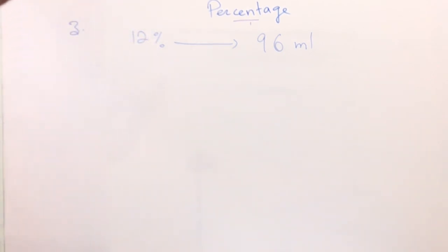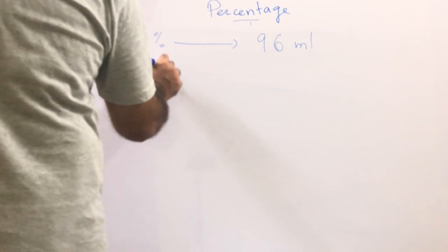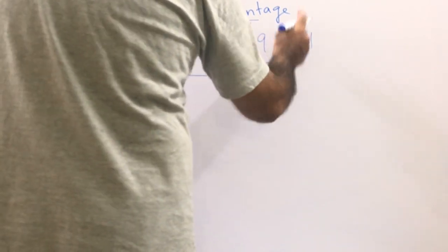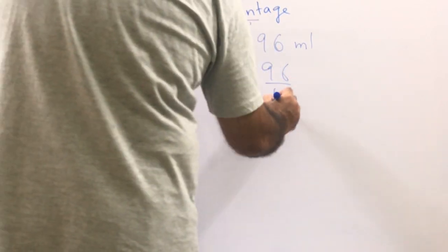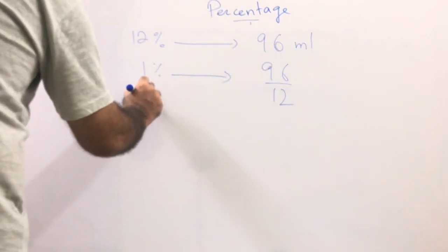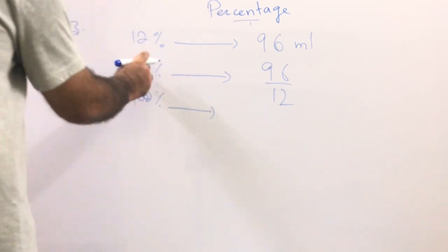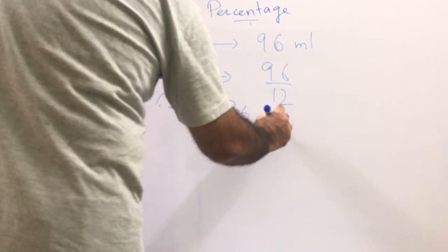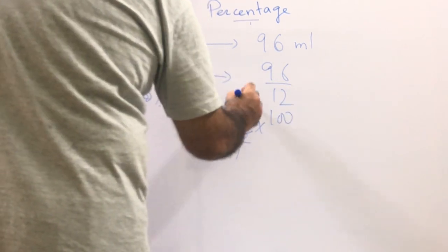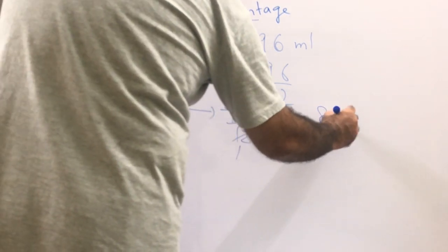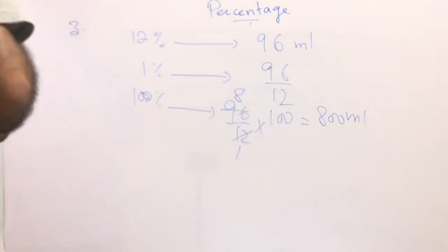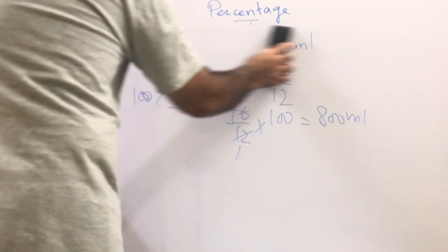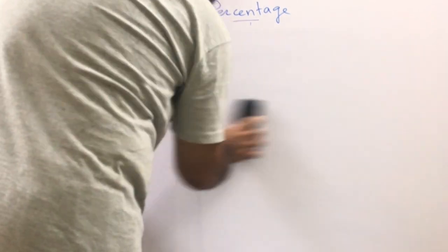Only 12% is given. So similarly, we will first calculate 1%, which will be a small amount. The right side divided by the left side, 96 over 12. Then we go for 100%. We know that 1% is very small, so we multiply by 100 and we get the result. 12 eights are 96, so it becomes 800. The total was 800 ml in the container. So this is the answer. It was very simple. Hopefully you are following me.